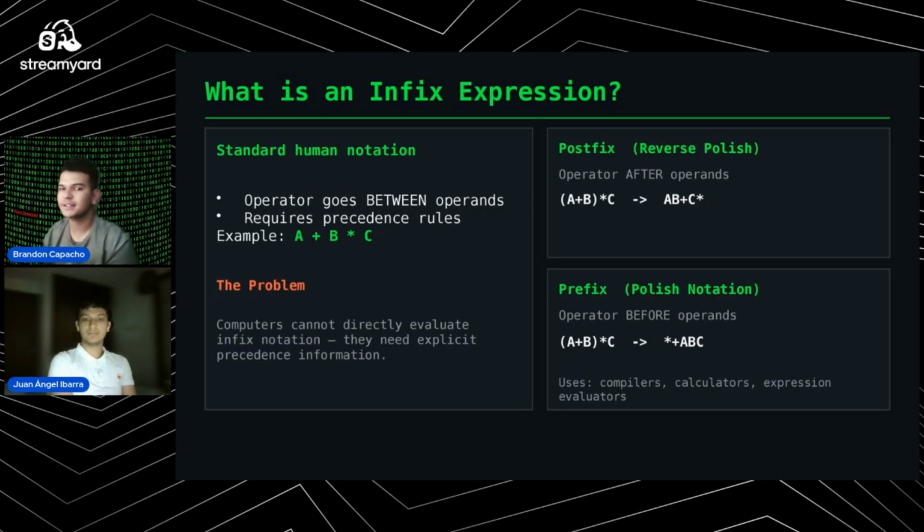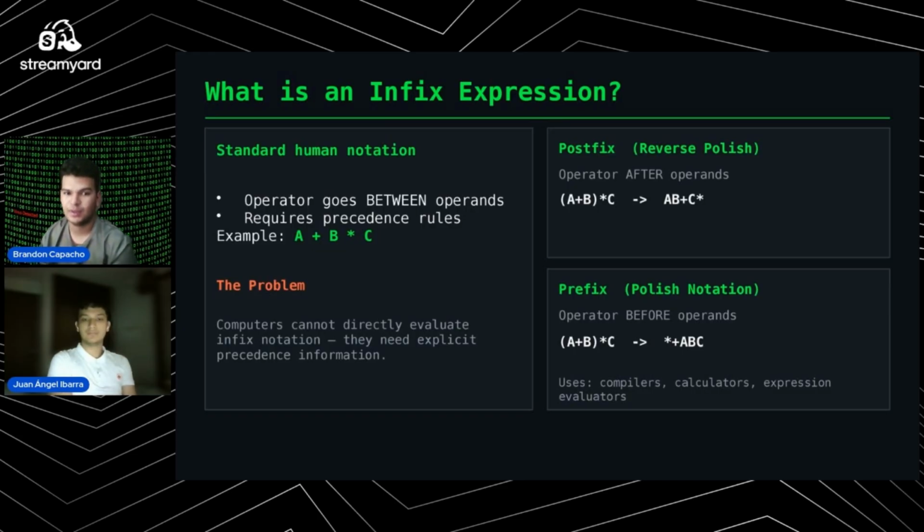First, let's understand the three types of notation. Infix notation is the one we use normally. The operator goes between the operands. For example, A plus B times C. The problem is that the computer needs to set rules to evaluate it correctly, and that's why we convert the expression to other notations.